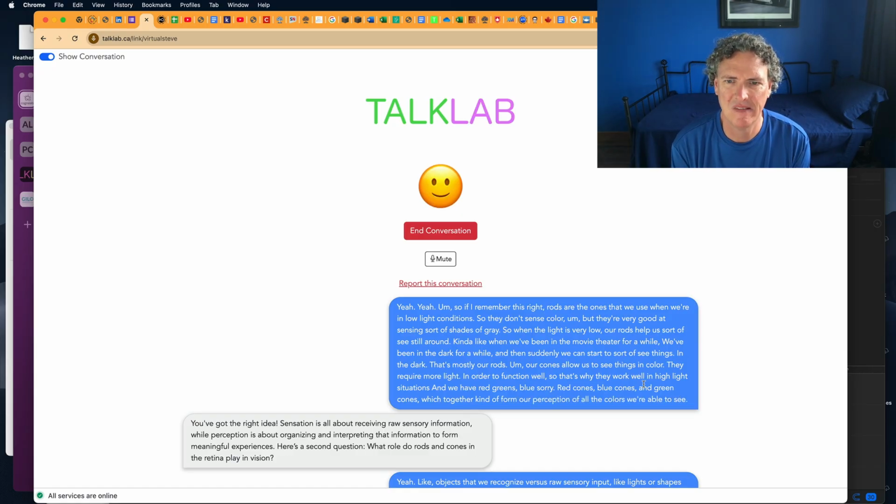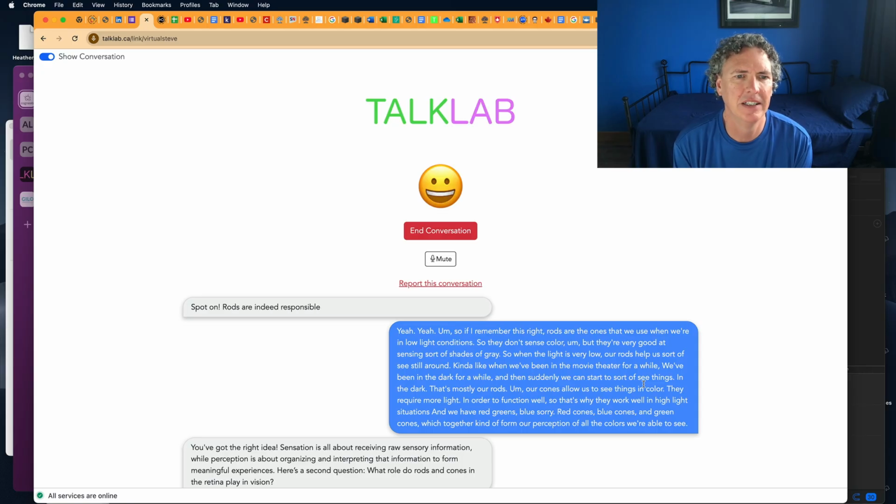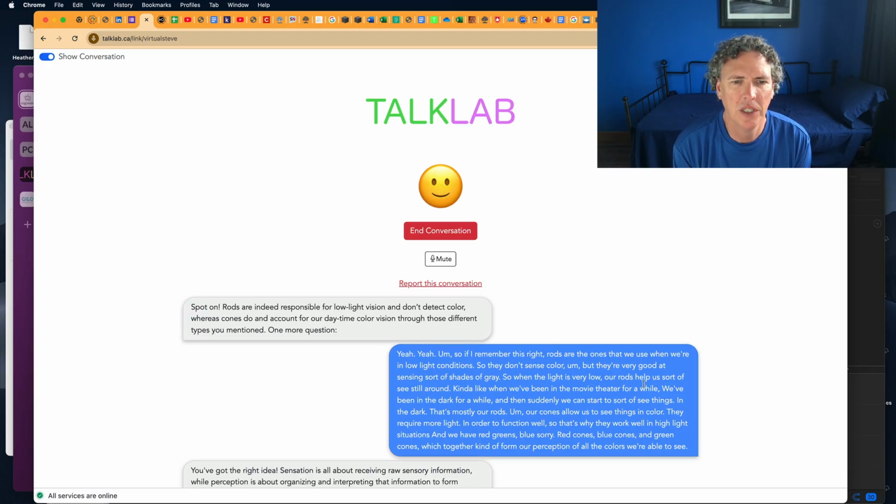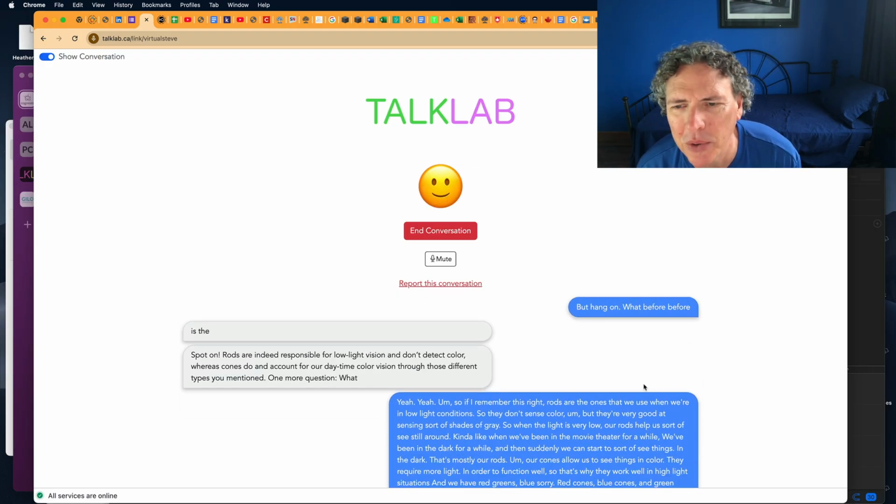Spot on. Rods are indeed responsible for low light vision and don't detect color, whereas cones do and account for our daytime color vision through those different types you mentioned. One more question. But hang on, before you give me that question, just so I can show a new twist.